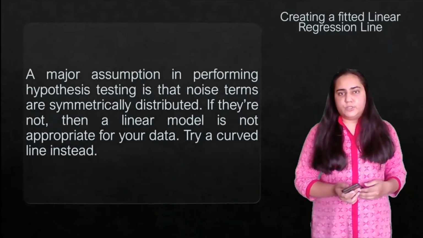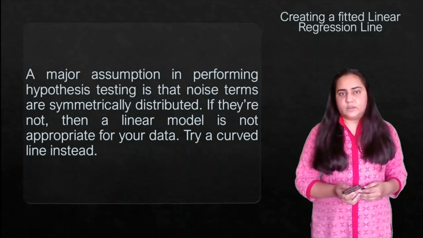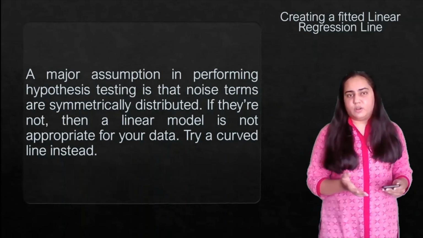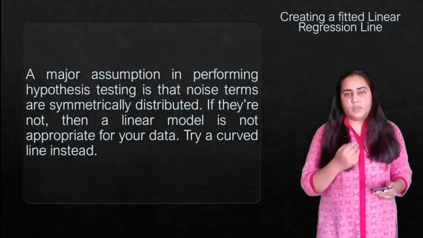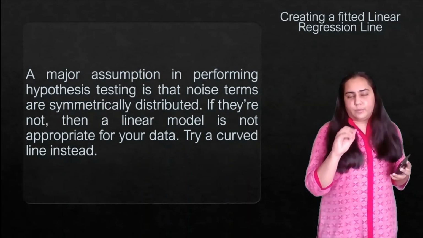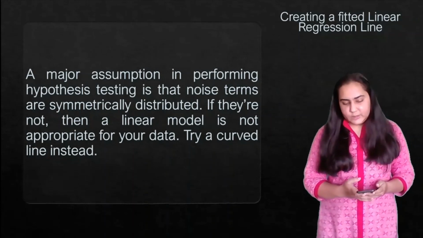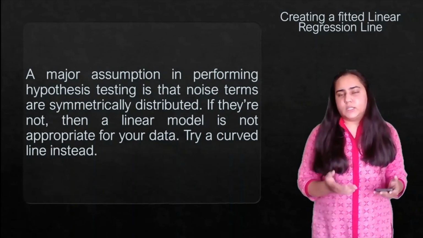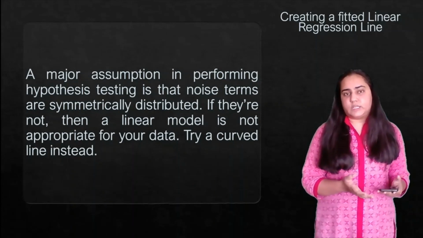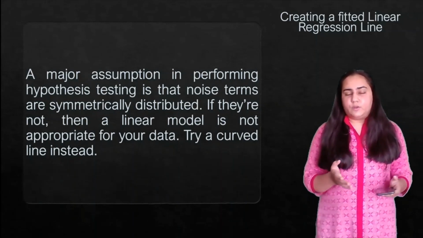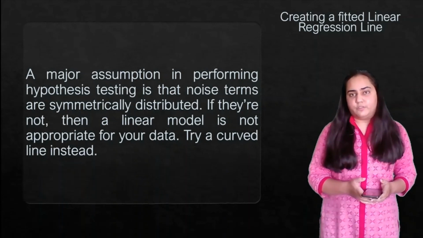So a major assumption in performing hypothesis testing is that noise terms are symmetrically distributed. And if they are not, then that means your linear model is not appropriate for your data. So if the points where the noise is happening, the black points that I showed you in the graph previously, are not symmetrically distributed, then it shows that the linear model is not fitted for your data, and you might have to use a curved line instead that could fit all the data points on your graph.